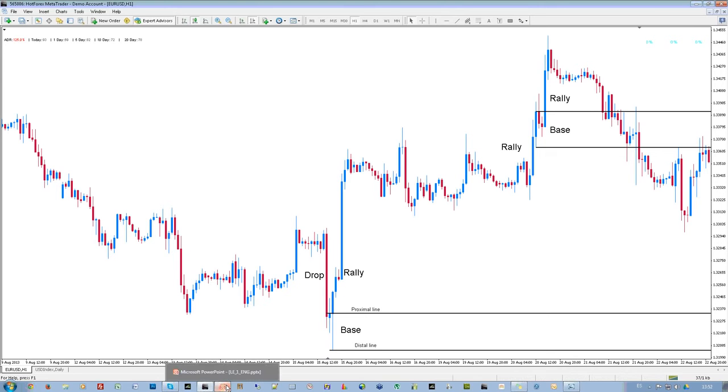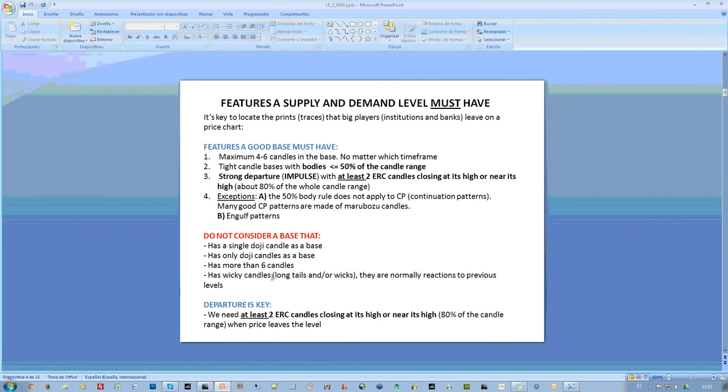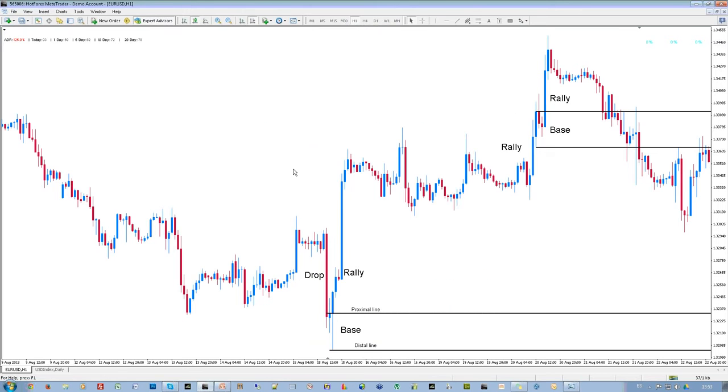So by knowing that we have two legs and a base, the features of a good supply or demand level are that it must have a maximum of 4 to 6 candles in the base, no matter which time frame. It doesn't matter if it is a 1 hour, a monthly, a weekly, or a 1 minute time frame. Maximum 4 to 6 candles at the base in order to validate a level. Otherwise, it will be negated as a level.